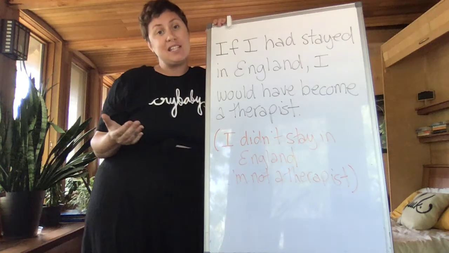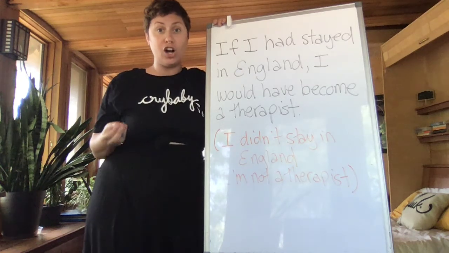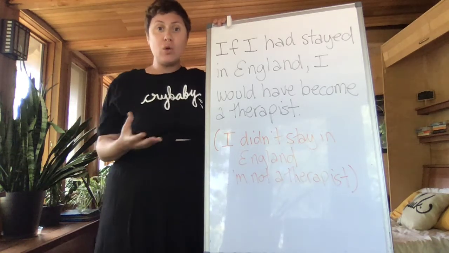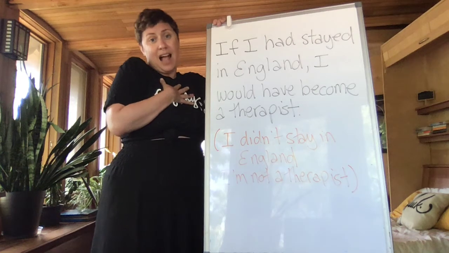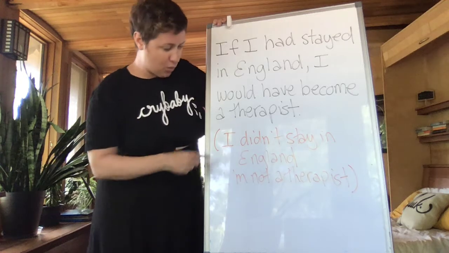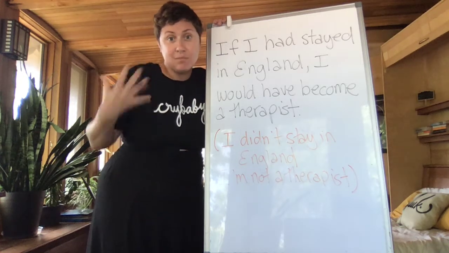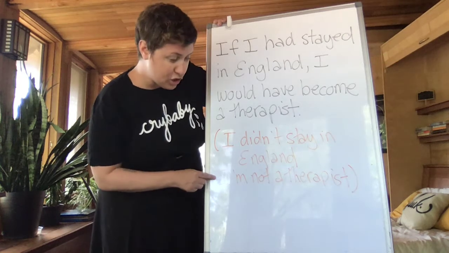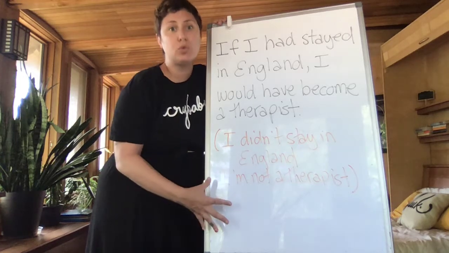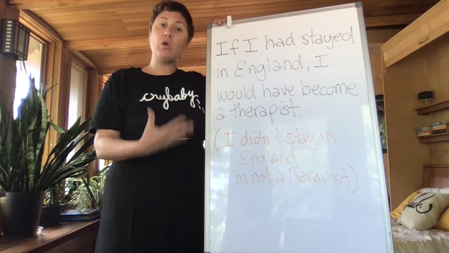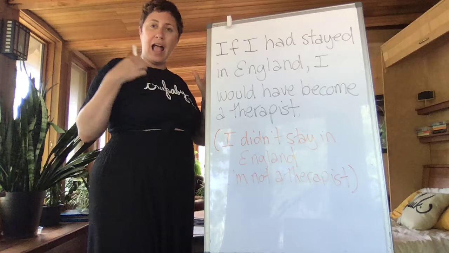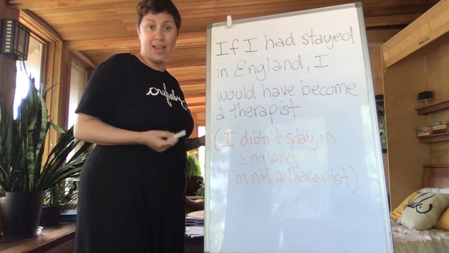But this is a regret of mine. Even though I love being a teacher, I studied and worked really, really hard to get this degree, and I really, really wanted my job to be a therapist. So this is a regret. This is something I kind of wish was different about my past. So we need to know some facts first. One, I didn't stay in England because I am now in Canada. Two, I'm not a therapist. I am a teacher. So these two things are what is true about my life. But we're going to use a third conditional to discuss how I wish my past had been different.